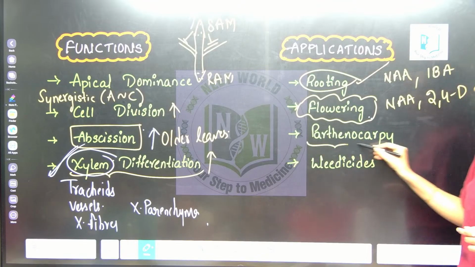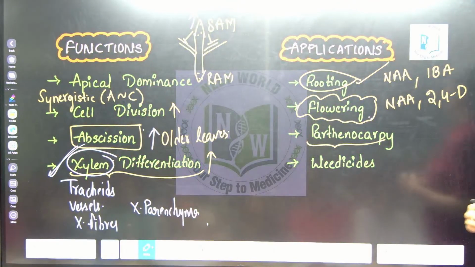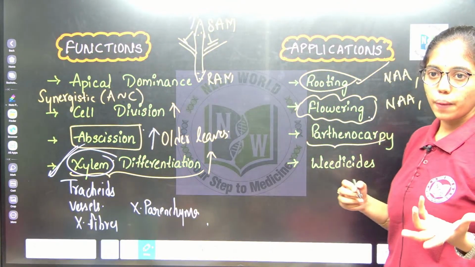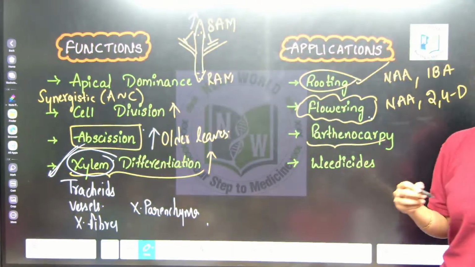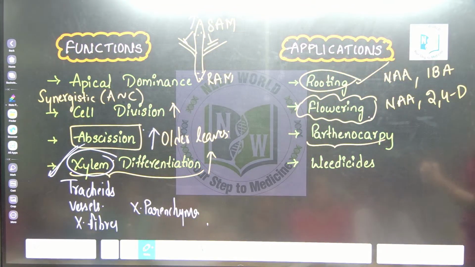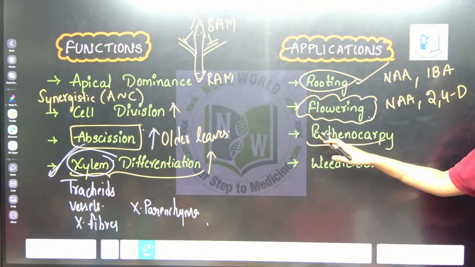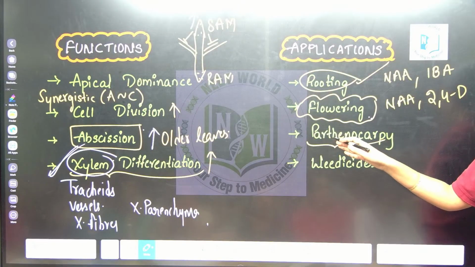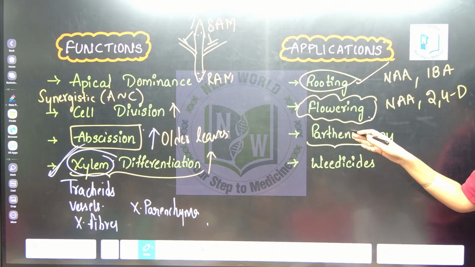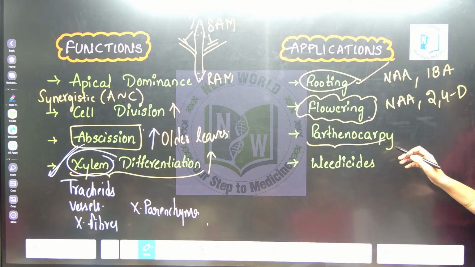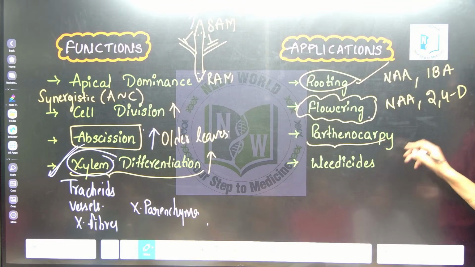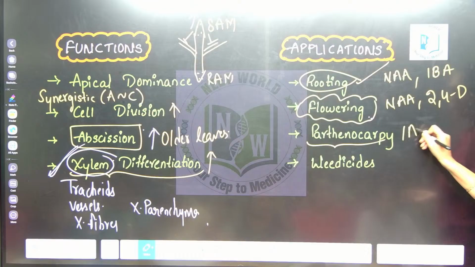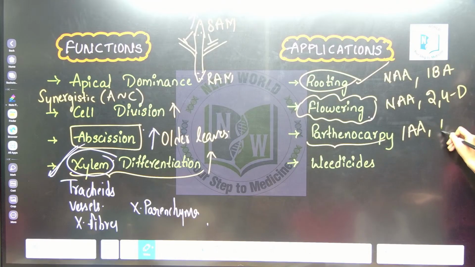To promote parthenocarpy: these days everywhere we are getting seedless fruits, be it banana, grapes, or any other fruit. That is because of parthenocarpy. How are the fruits formed without seeds? By spraying auxins. What type of auxins are sprayed? Indole acetic acid and indole butyric acid. Next, weedicides.